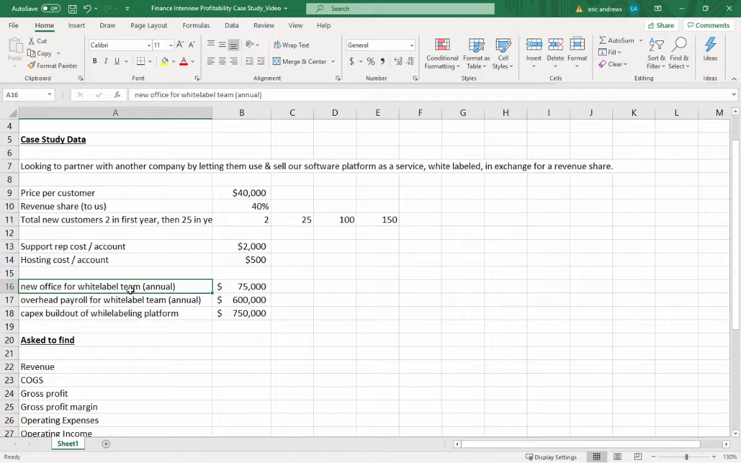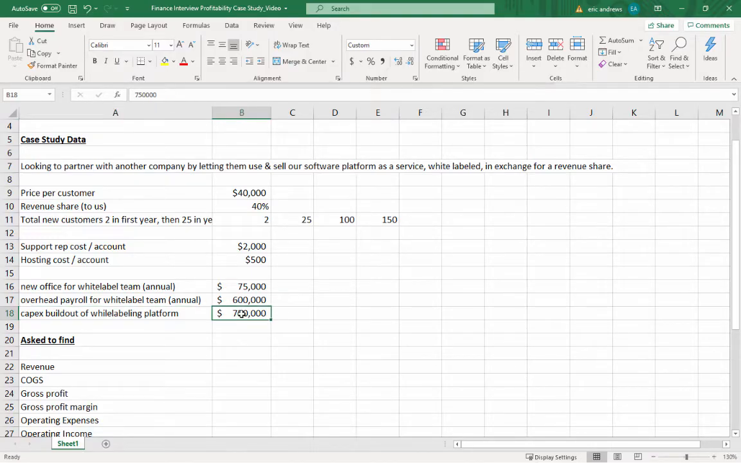we've estimated that we would need to open a small new office for this team that's going to be in charge of white labeling our platform and supporting it. So the new office is $75,000 a year. The payroll for the white label team, if we're excluding the support reps, is $600,000 a year. That's like the fixed overhead payroll. And then the upfront investment, which is the CAPEX of the white labeling platform, we're going to need to invest $750,000 before we can sell this platform to a third party as a service. So this is our CAPEX.